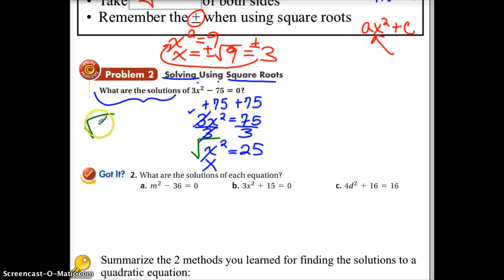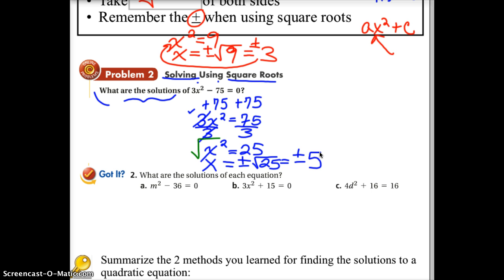The square root of 7 squared is the square root of 49, which is just 7. So these two operations cancel each other out, and we say that the square root of x squared is simply x. All right, and on the right-hand side, we get plus or minus the square root of 25. Make sure you include that.